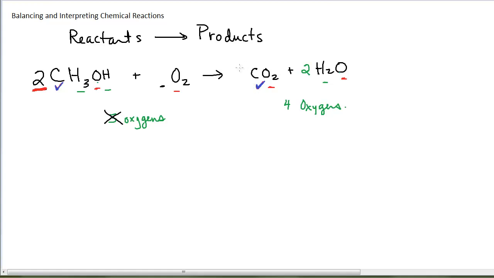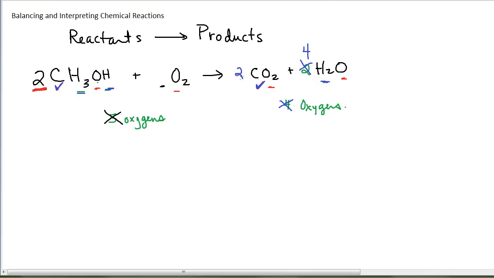In order to balance the carbons, I need a 2 here. In order to balance the hydrogens, I have 4 hydrogens in each molecule, but I've got 2 molecules. Do you see the 8 hydrogens? And to make the 8 over here, I need a 4 coefficient.